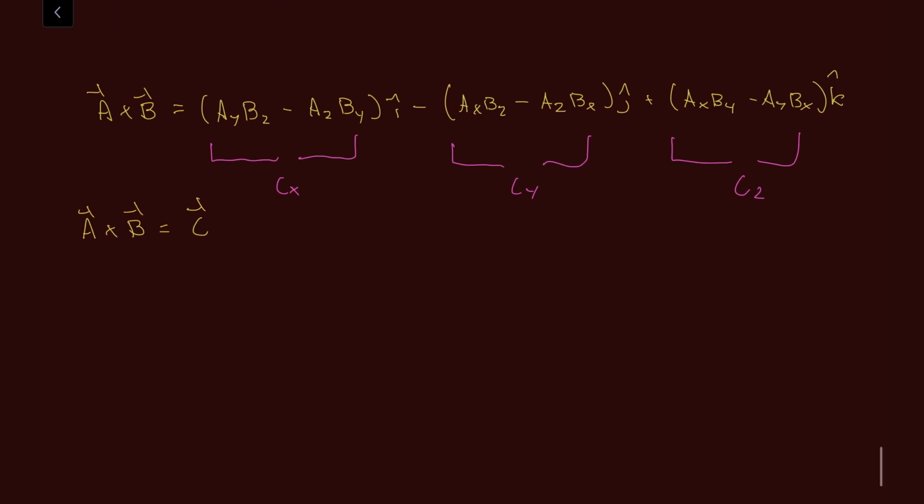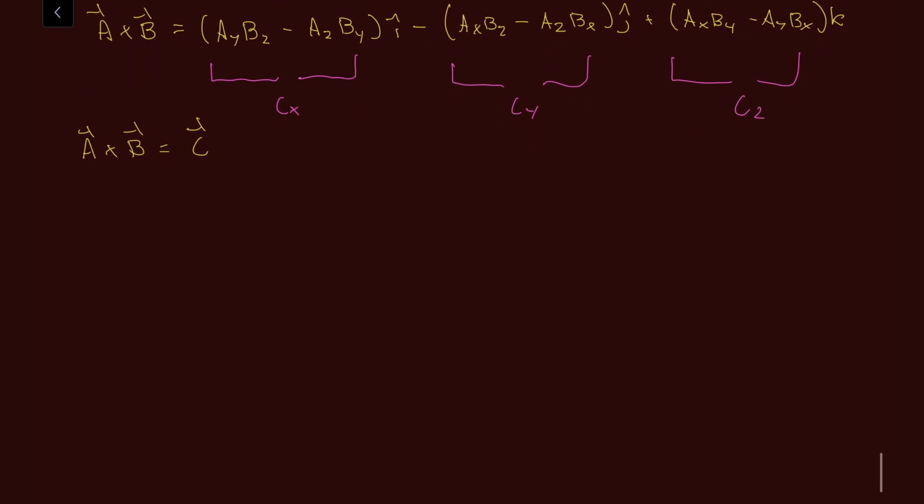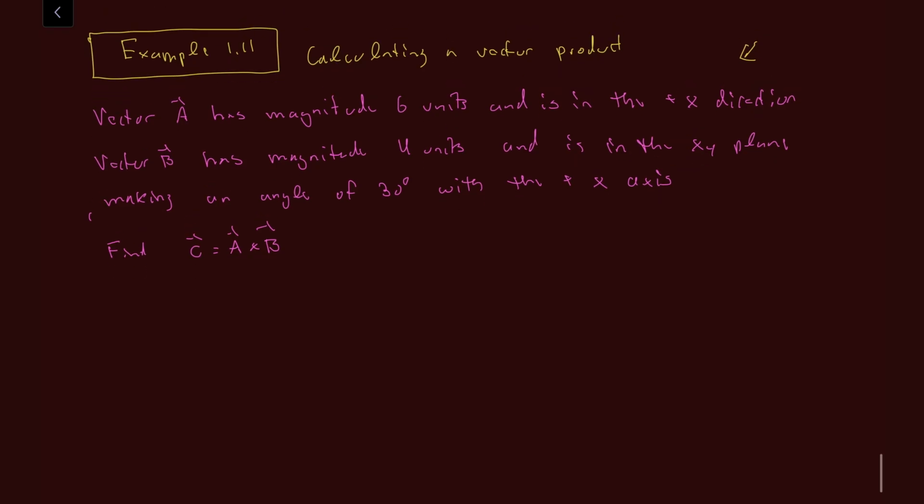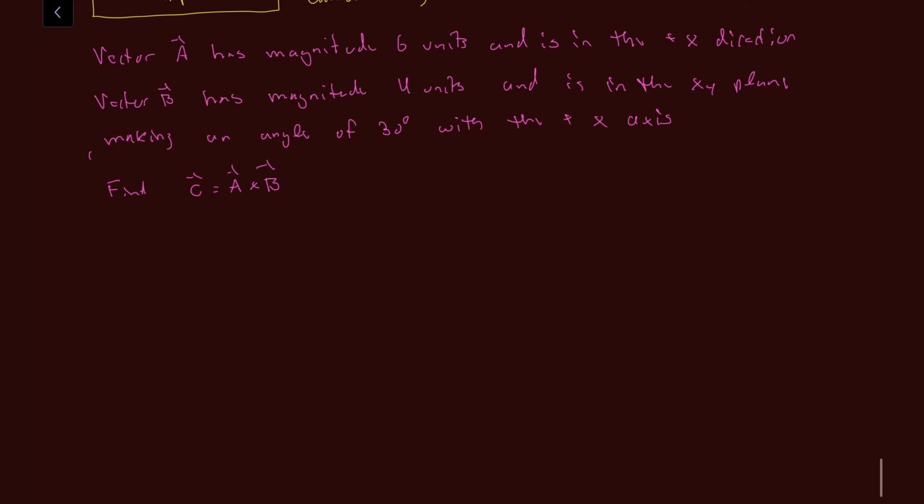Now, knowing all of this, we're going to tackle an example problem. Okay, so here we are at example 1.11. Vector A has a magnitude of 6 units and is in the positive x direction. Vector B has a magnitude of 4 units and is in the xy plane, making a 30-degree angle with the positive x-axis. Find a vector C that is equal to A cross B. Cool. Now let's try to do this without a diagram.